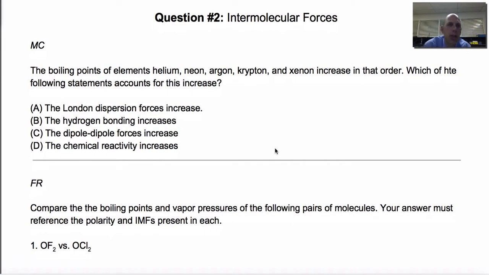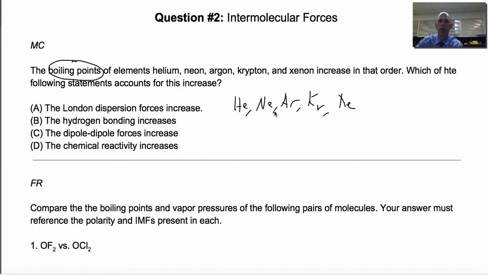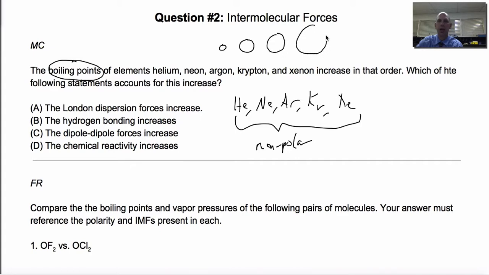Question 2 about intermolecular forces. So what we have here is a bunch of elements, argon, krypton, and xenon. Okay, and we want to talk about the boiling points of them. So the first thing we need to understand about all of these is they're all nonpolar. They're all just elements or gases of different sizes. Now remember, as they get bigger, they can become more polarizable, more lopsided, whereas this one, helium, is not going to be as lopsided.